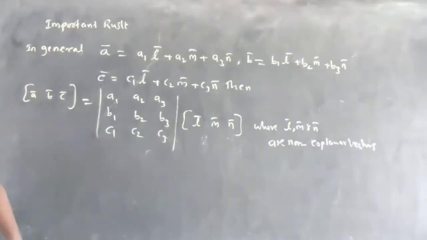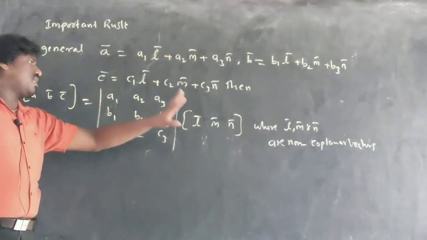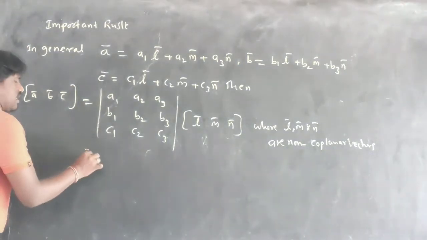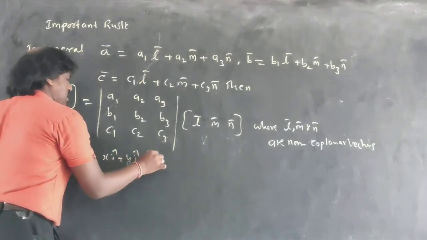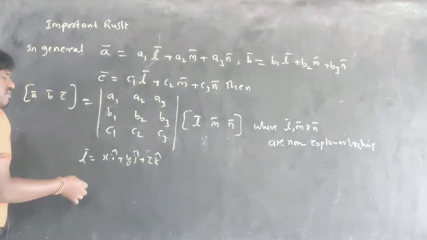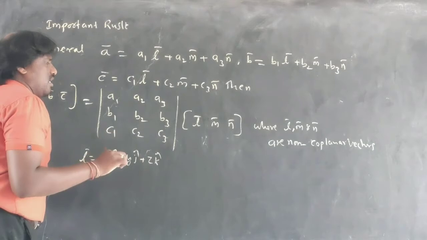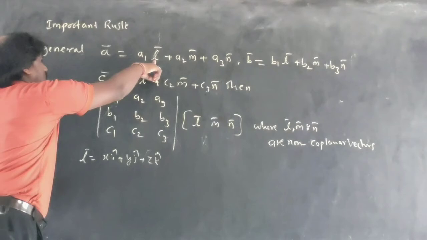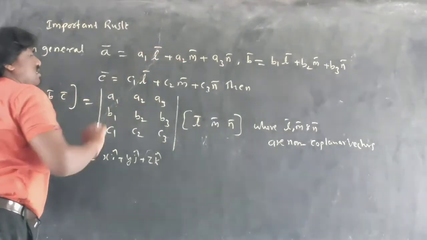This is the point you have to know. This is a very important result. The reason is that this is a vector and these A1, A2, A3 are its components, so this result will be the same. Why? If I take L as any vector like X I cap plus Y J cap plus Z K cap, like this, X1, Y1, Z1. M also, X2, Y2, Z2. N also, X3, Y3, Z3. Then if I take the determinant of both products and multiply, and do the box with L, that result and this result will be the same.